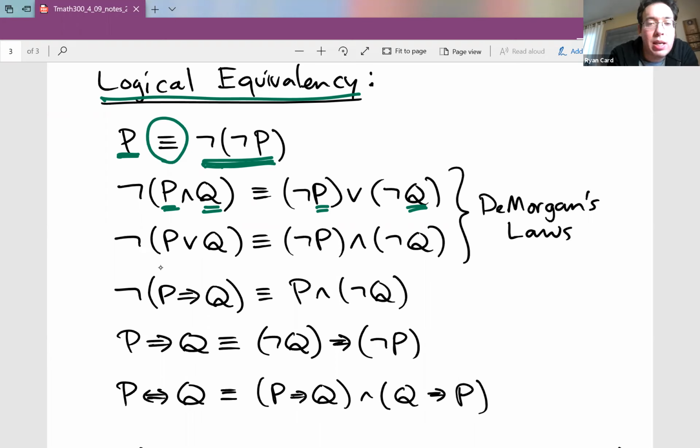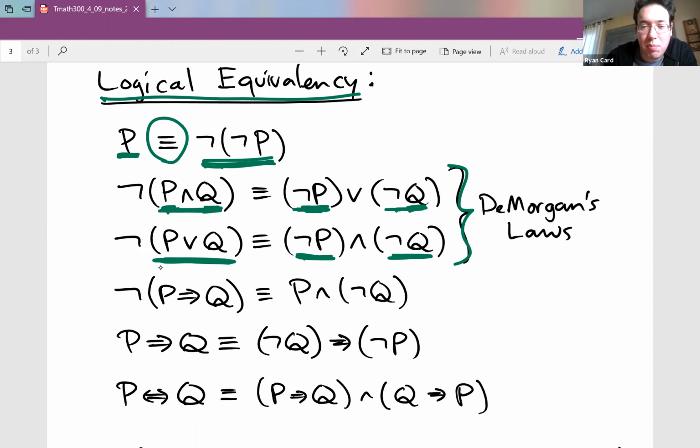So if I say it's not the case that both P and Q are true, that's equivalent to saying either it's not P, or not Q. If you say it's not the case that P or Q is true, that's the same as saying P is not true and Q is not true. Right? So both of these are sometimes called De Morgan's laws.